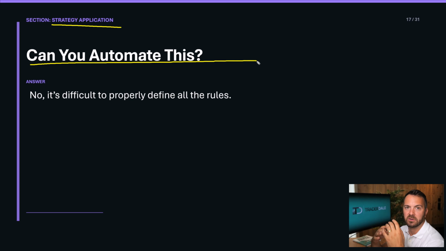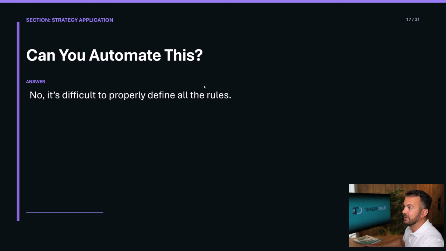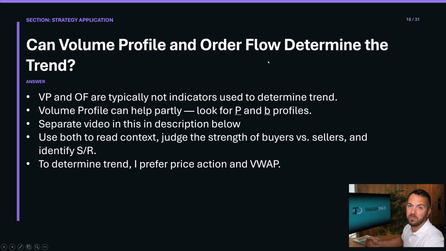Also, how do you, for example, define a heavy volume zone that the volume profile shows? And there are many things that are very, very hard to define, and then putting it together would make a mess of it. So maybe you can code it somehow, but I'm pretty sure it wouldn't work as it should. So I don't think it's possible to automate this approach. It's not a simple EMA crossover, right?